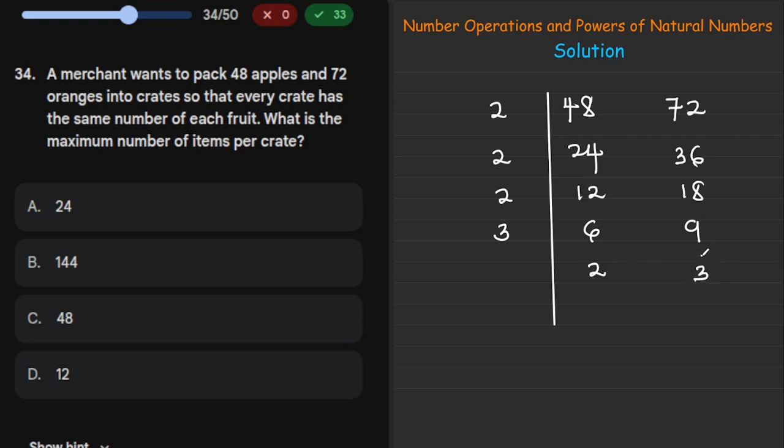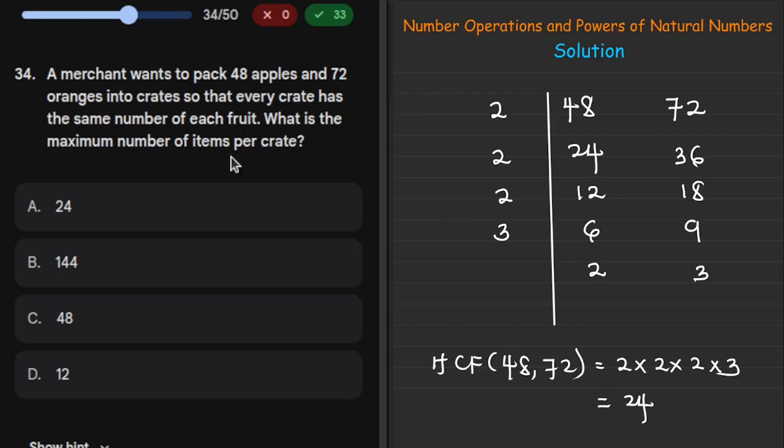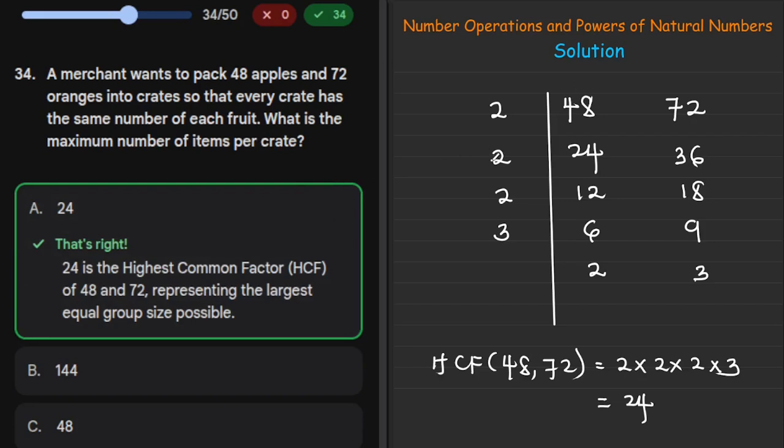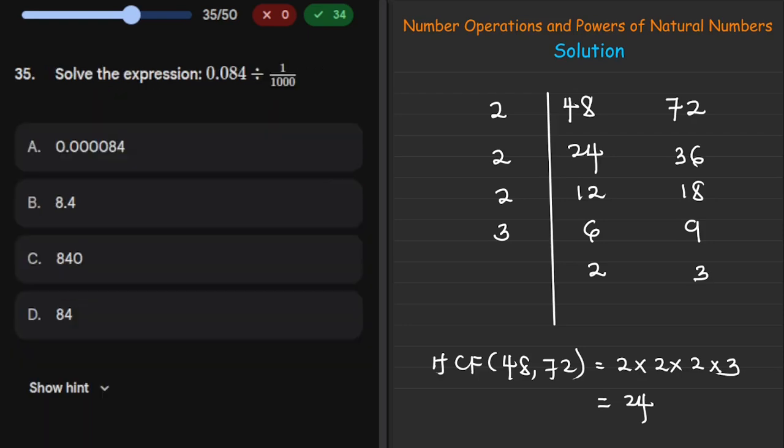Now, our highest common factor becomes the product of these. So the HCF of 48 and 72 is 2 times 2 times 2 times 3. 2 times 2 gives us 4, 4 times 2 gives us 8, and 8 times 3 gives us 24. So it simply means that the maximum number of items per crate, so that every crate has the same number of each fruit, is 24. She needs to pack them in that order. So that is our answer to question number 34.